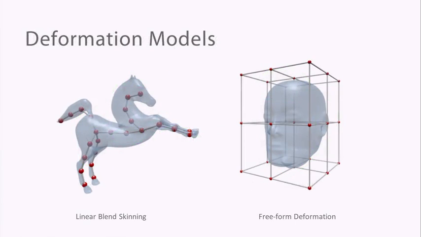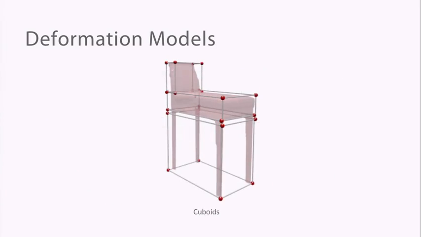The deformation models specify how these shapes can actually deform. For animal shapes, we use two different models. For articulated models, we use linear blend skinning. And for non-articulated models like this face, we just use a free-form deformation cage. For the base shapes, we use a cuboid-based deformation model. We enclose parts of the model in cuboids, and these cuboids specify how the parts are scaled and stretched.